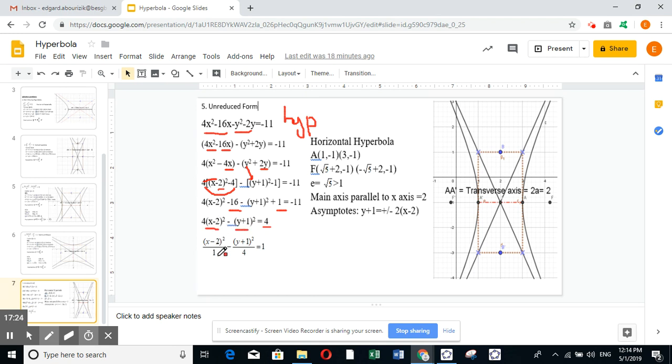So 4 and 4 cancel out. Here you're going to get 4 and here equal to 1. So now it's in reduced form. Because you have x squared minus y squared, it's horizontal. You can check these by x, y, then x or y. You can do it by yourself, at least. You can practice and you can check using GeoGebra. The asymptote here: y plus 1 equals plus or minus x minus 2, times the square root of under y over under x. Square root of 4 over 1 is 2. You have the 2. You put the points and you can find the equation.